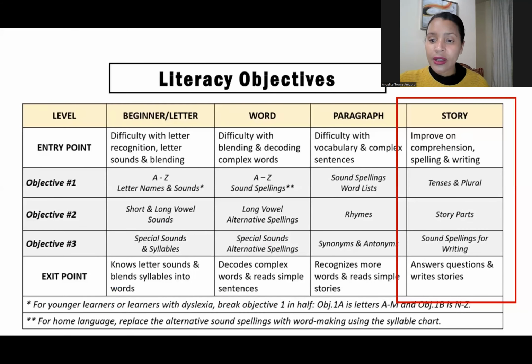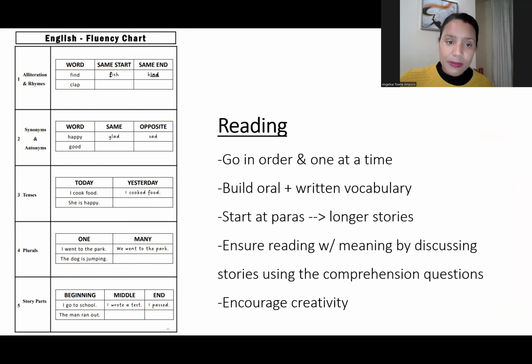And lastly, the story level children, they learn tenses, the parts of a good story, the beginning, middle, and end, synonyms and antonyms, again, building that vocabulary. You do one part of the chart at a time, building their oral and written vocabulary. In their reading, you're starting with paragraphs and moving to longer and longer and more complex stories. You're ensuring that they're reading with meaning by discussing comprehension questions at the end of every single paragraph and every single story. And you really want to make sure you're encouraging creativity.